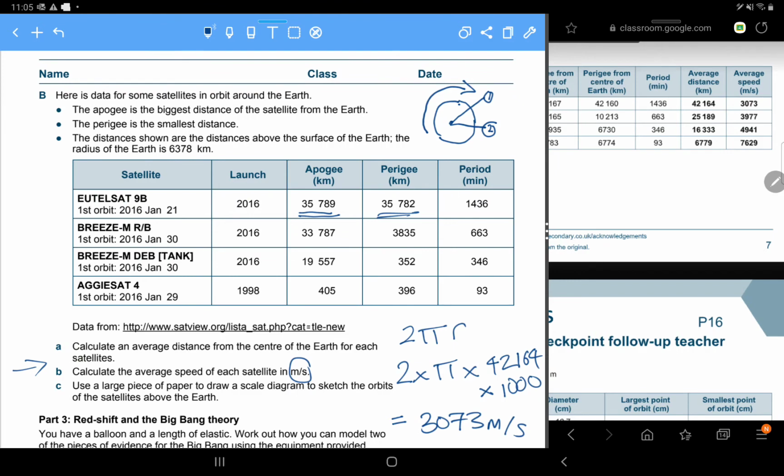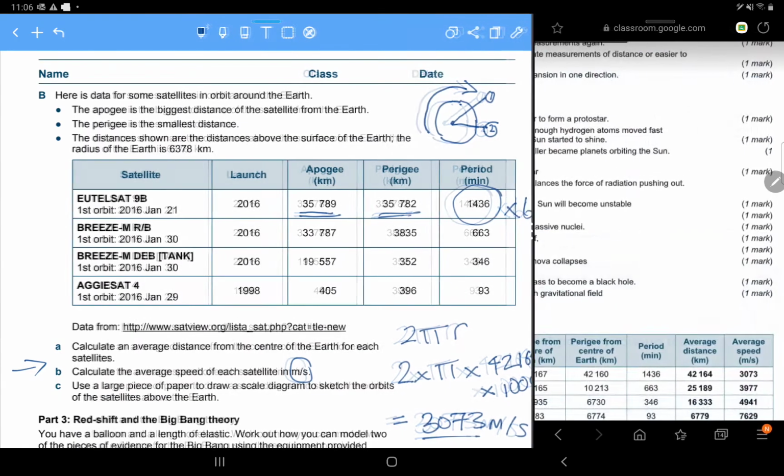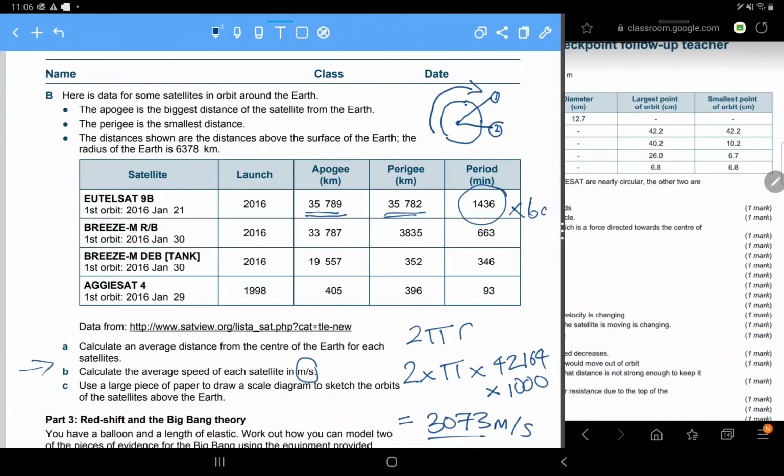What I should actually say there is that in order to get 3,073, you have to multiply the period, which is 1,436, times 60 to get seconds. So you have a scenario where you've got 2 times pi times 42,164 times 1,000 to get into meters, and then divided by 1,436 times 60, which is 3,073. And so that's how you do the maths manipulation questions there.